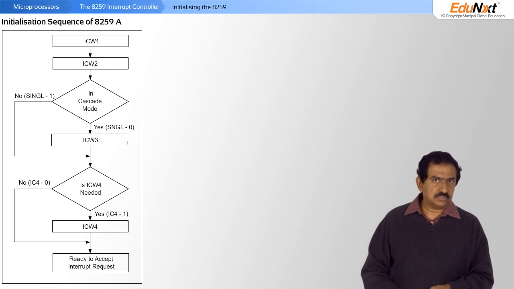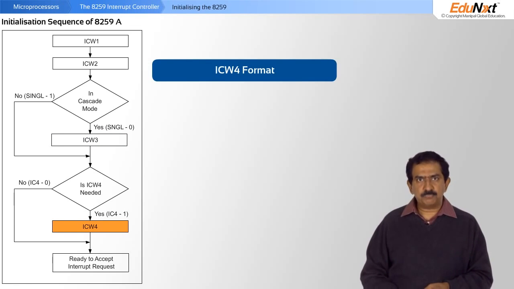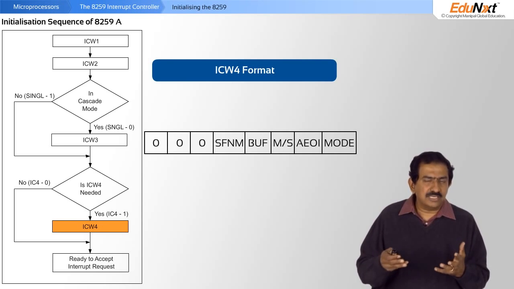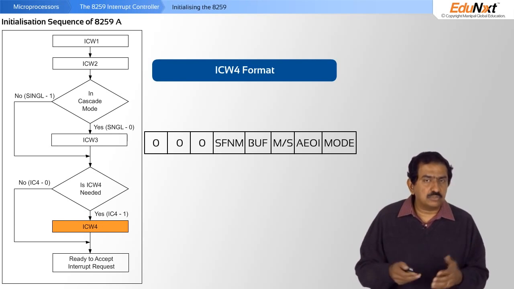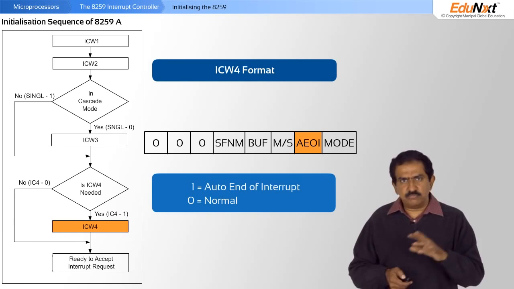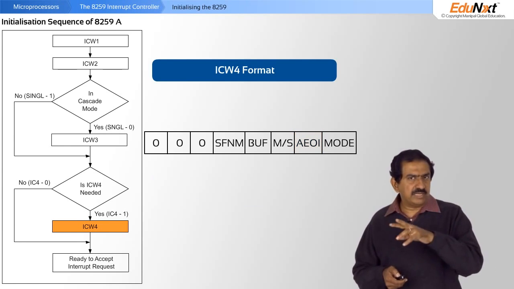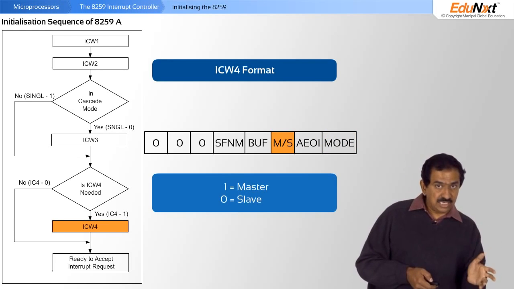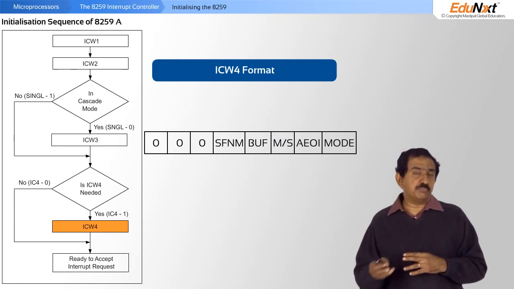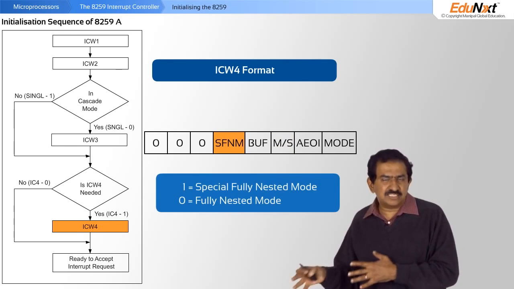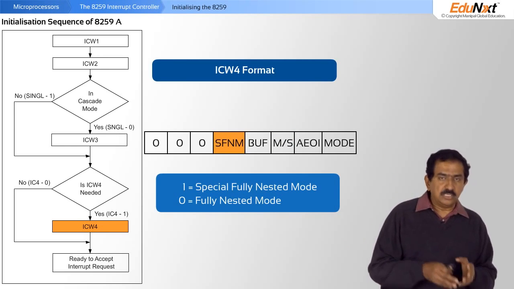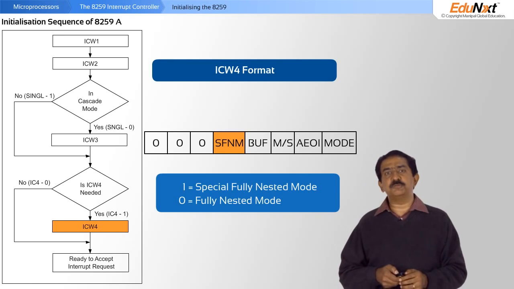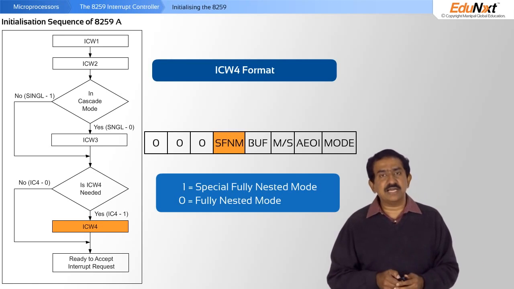The last control word is called ICW4, and this helps you program the 8259 to provide a series of services, whether it is auto end of interrupt or the normal, whether the 8259 is connected to 8086 or 8085, whether it is a master or a slave, and whether it is in what's called a special fully nested mode or not. So it could be a special fully nested mode or it could be a fully nested mode. All those kinds of information get programmed using ICW4.